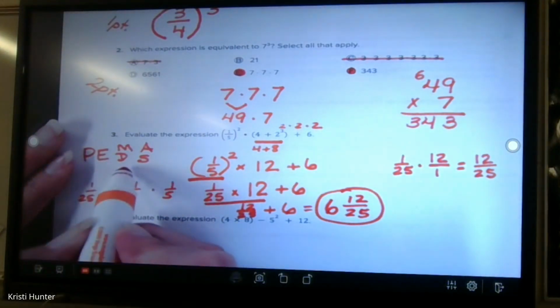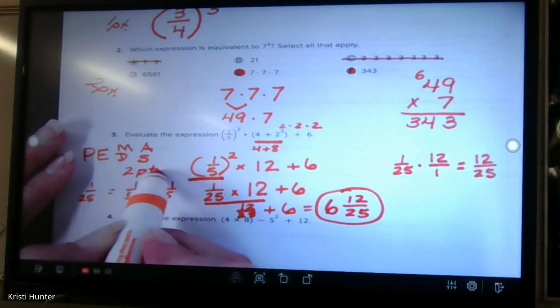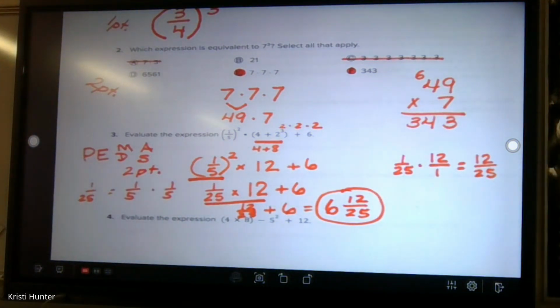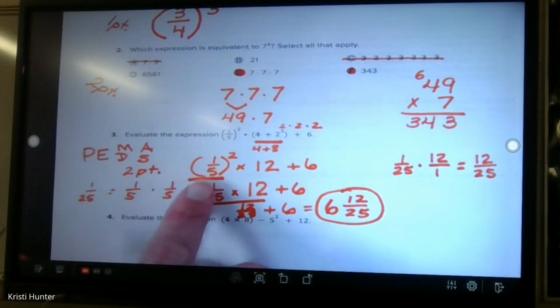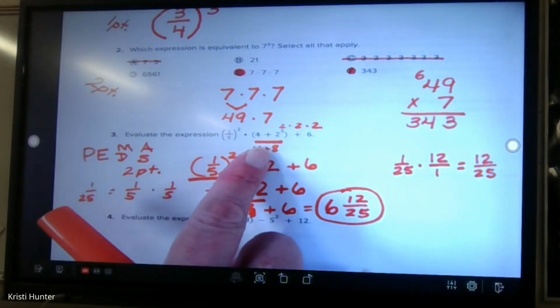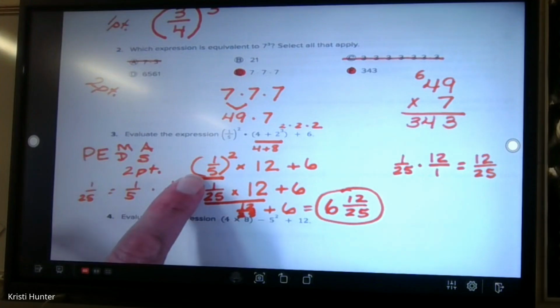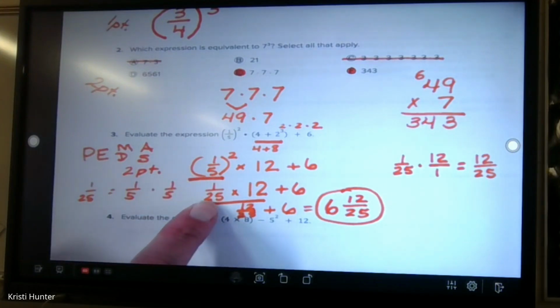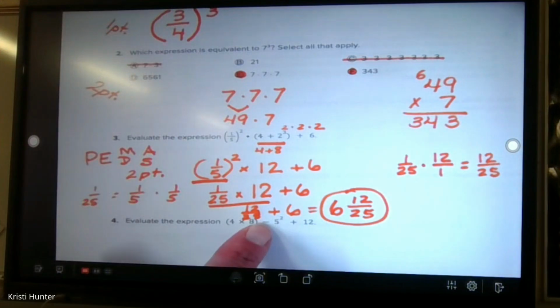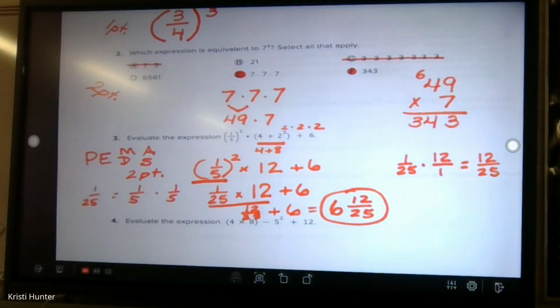And this will be a 2-point problem. The first point I'm going to give you is that you can follow the order of operations. So I can see that first you did your parentheses, second you did your exponents, you multiplied and divided, and then added. Your second point is going to come from that you did the math piece correctly.